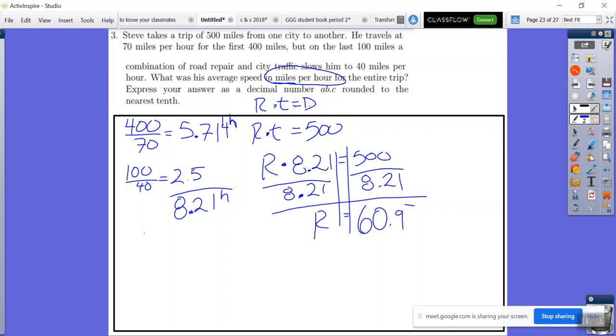What's the opposite of multiplying r by 8.21? Dividing by 8.21. So we get r, because 8.21 divided by 8.21, that cancels out. What you do to one side, you have to do to the other. So 500 divided by 8.21 is 60.9. So there's our answer.